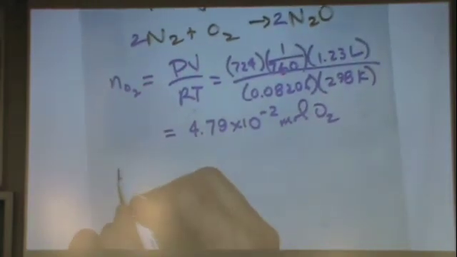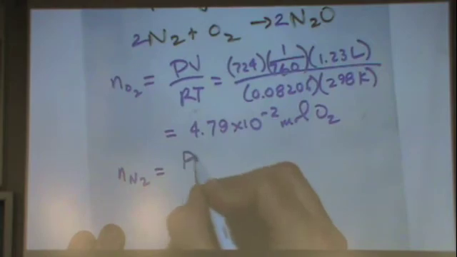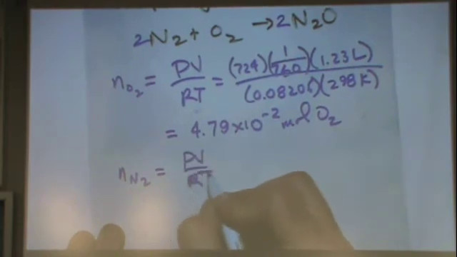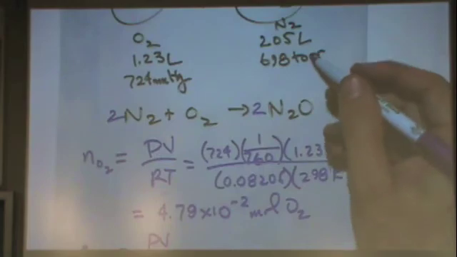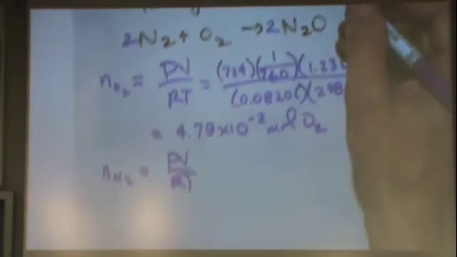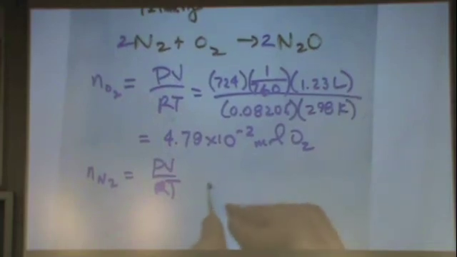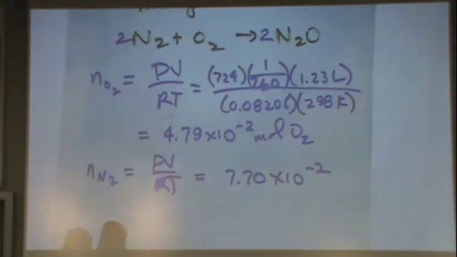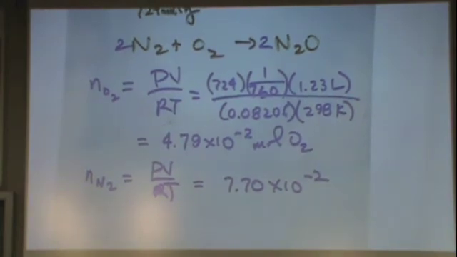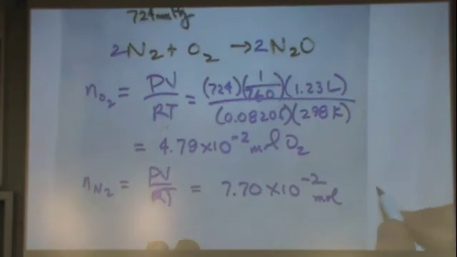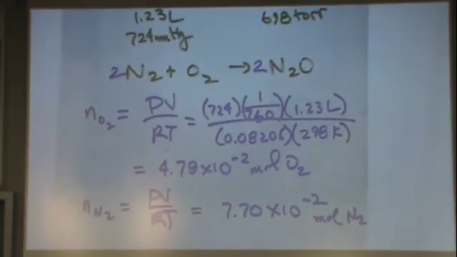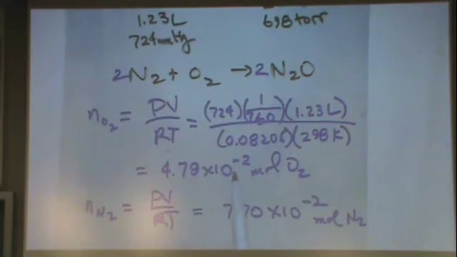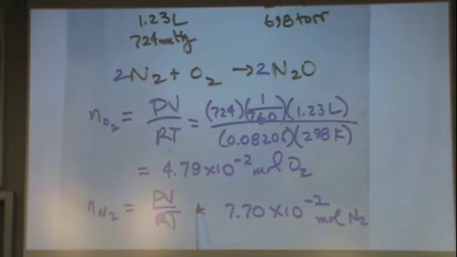Okay, same for N2. Can you do the same pattern for N2? Just use the numbers on the right, the N2 related numbers. You'll get moles of that, which end up being 7.70 times 10 to the minus 2. Okay, cool. Torr and millimeters of mercury are the same.